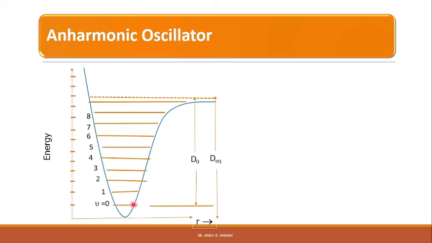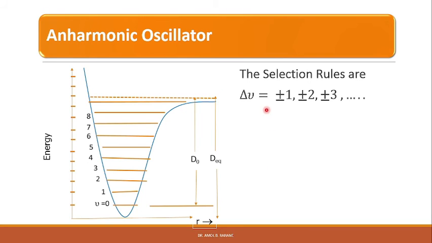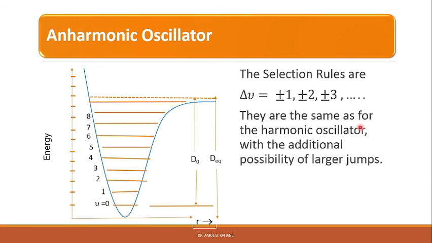So, the vibrational ground state is nu is equal to 0. The selection rules are delta nu is equal to plus or minus 1, plus or minus 2, plus or minus 3 up to infinity, right. So, they are the same as for the harmonic oscillator with the additional possibility of larger jumps, right. In the case of the harmonic oscillator, delta nu was only plus or minus 1, that means only the nearest transitions were allowed, right. From 0 to 1, 1 to 2, 2 to 3, all these transitions were allowed, but now there is the additional possibility of larger jumps, right.